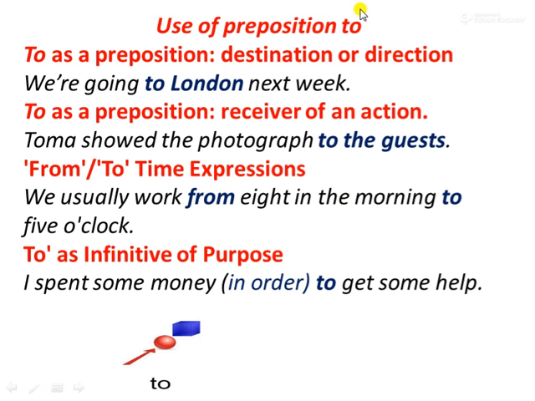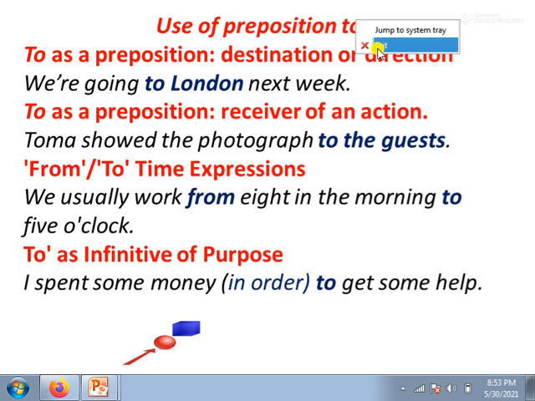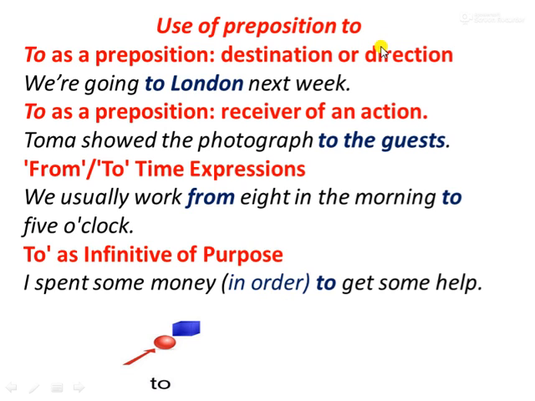So at first, look here, the use of the preposition to, and this is used in various cases, and today our discussion is on prepositions of movement. So at first go through the rules and then examples. Destination: to as a preposition of destination or direction. So as a destination or direction we use the preposition to.